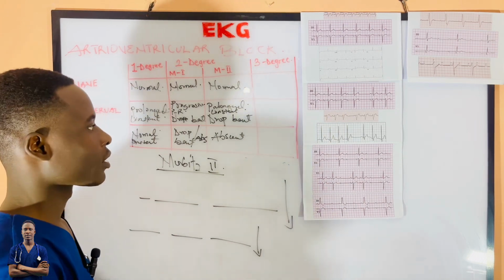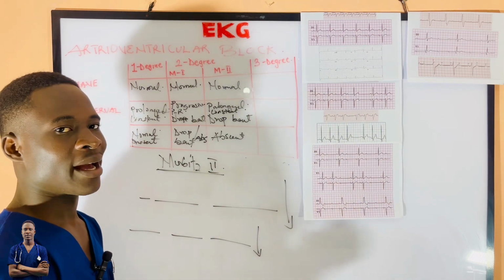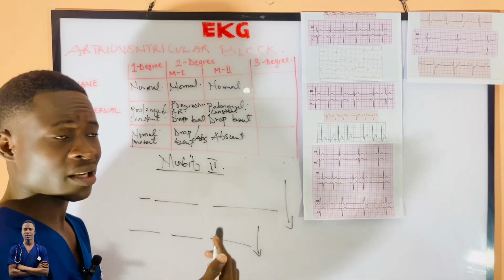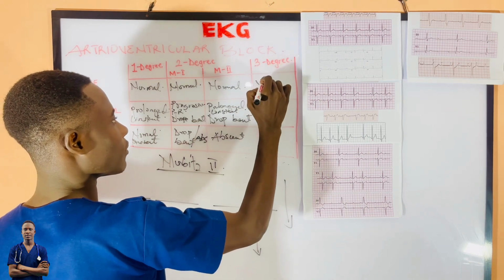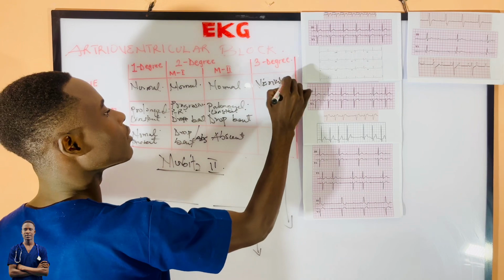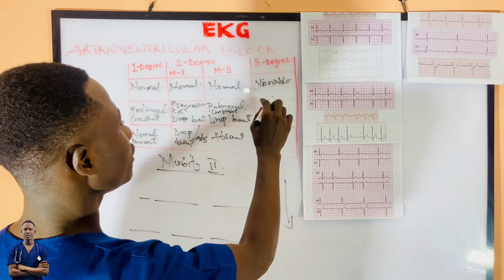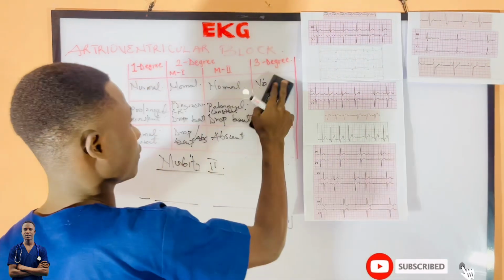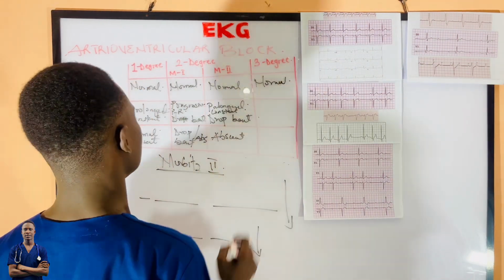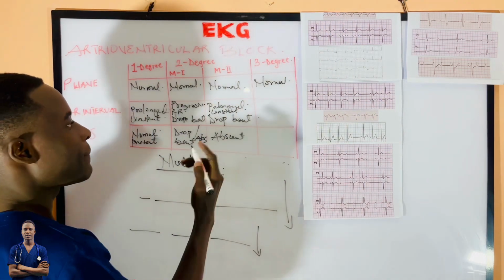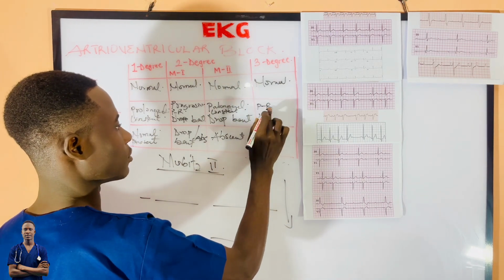For the third degree, it is also a little different from that of the Morbius 2. And what can make you identify it is simple. The P wave varies. The P wave, you see it as normal, but the PR is going to vary.